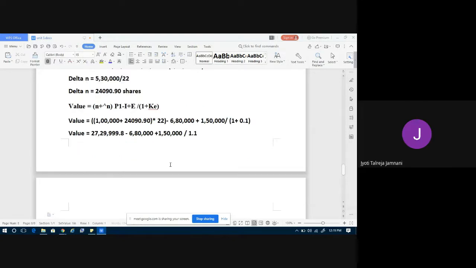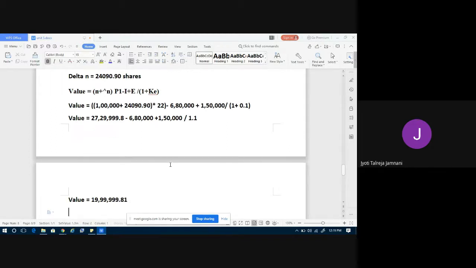Anybody has found the value? 19 lakhs 99,999.81. Which is nothing but approximately 20 lakhs, because it is almost hardly some 20 paise less. If you see, the value of the firm is 20 lakh if you pay dividend and 20 lakh if you don't pay dividend. So MM approach is proved. You give dividend or you don't give dividend, it doesn't matter. The value of the firm remains same.